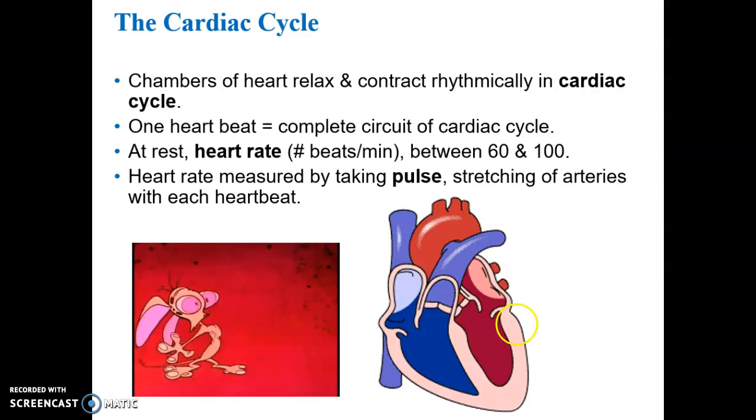Each pulse that you feel represents one heartbeat.